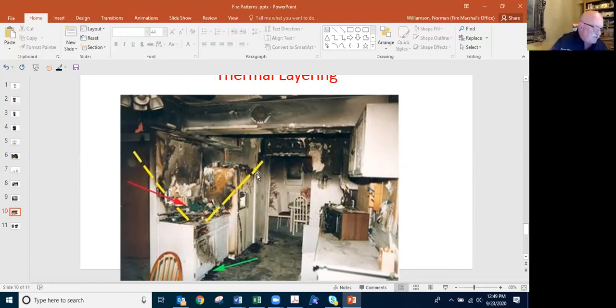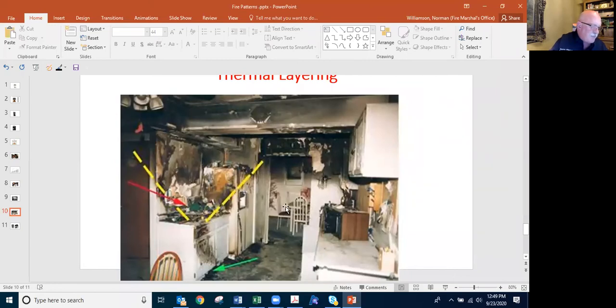But see your V pattern on this one here? See how it came across? See how your burn comes across here? So that's going to show you some thermal layering over here, how it came across. But you can see here your burn pattern is a V pattern coming from this point right here.